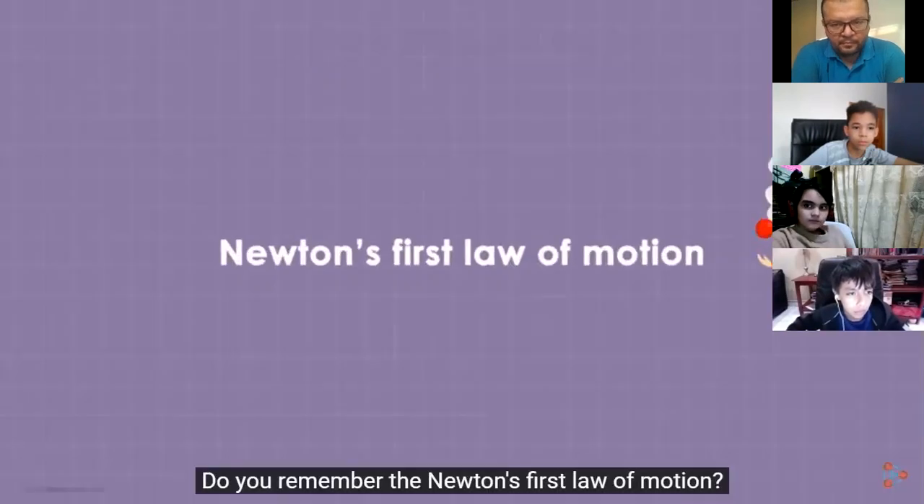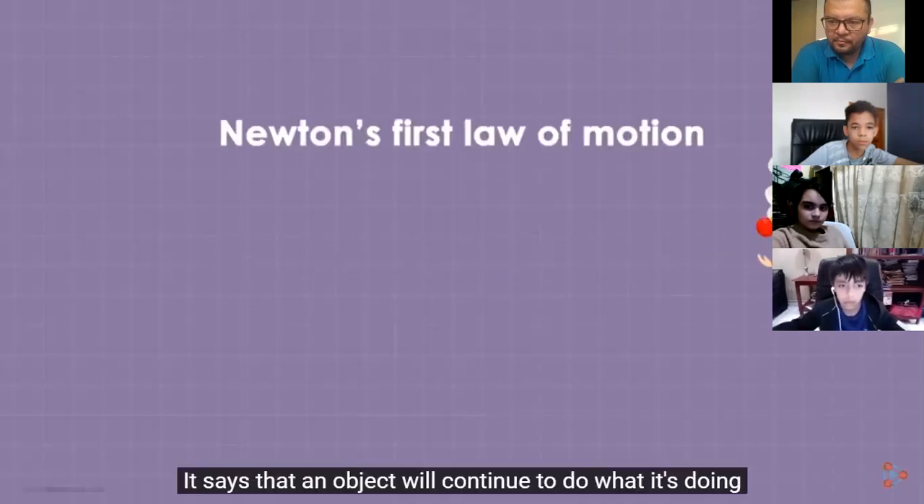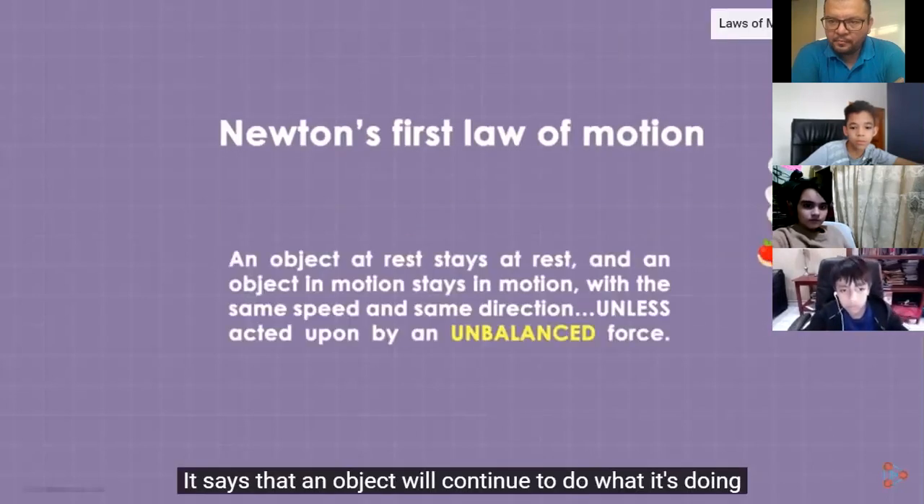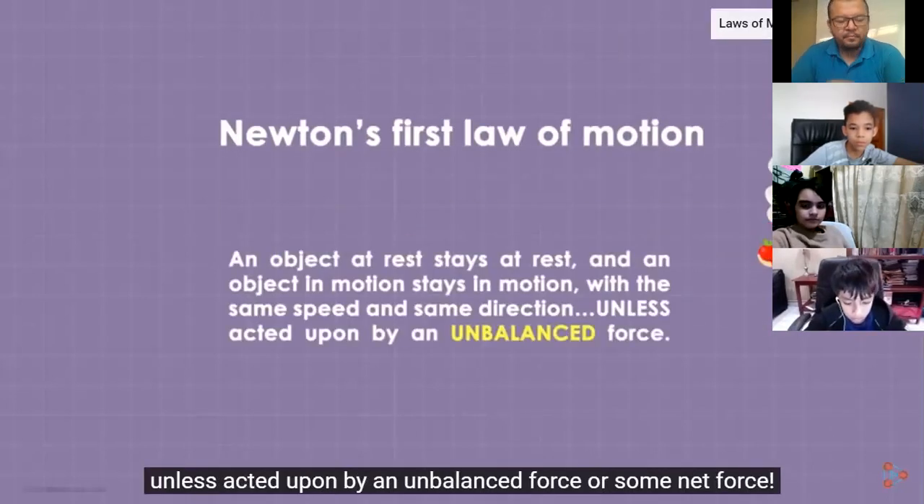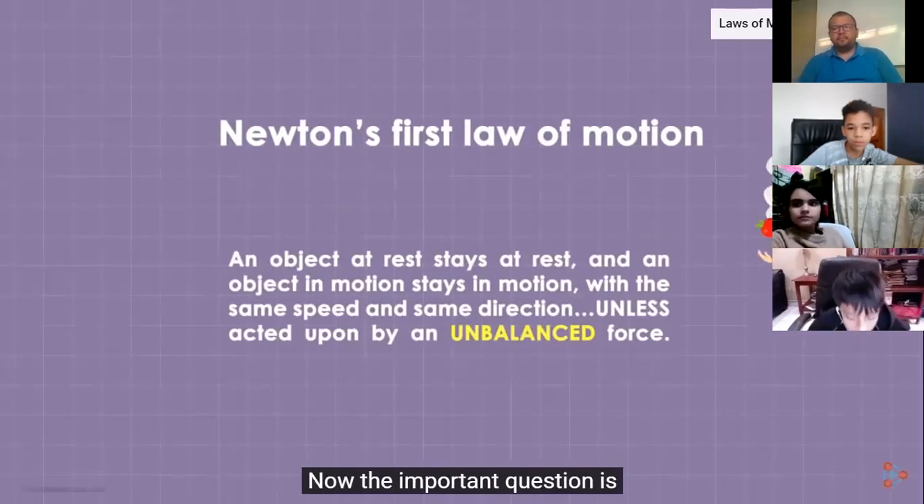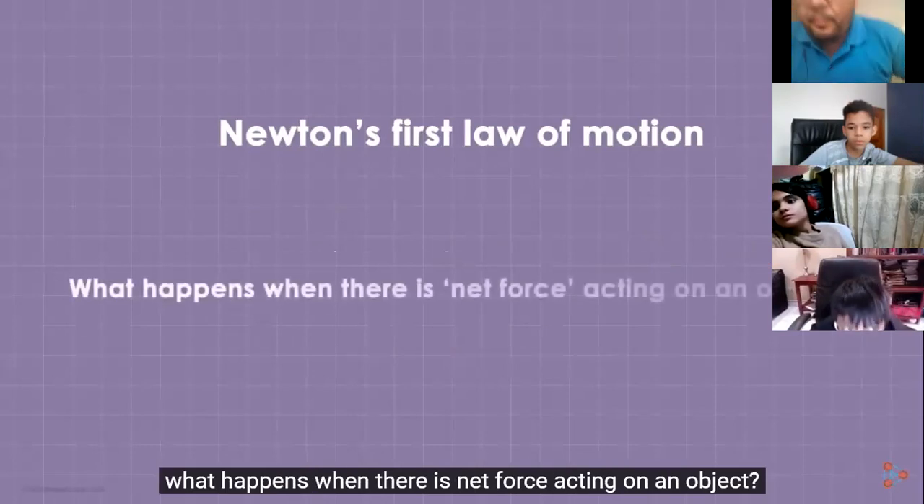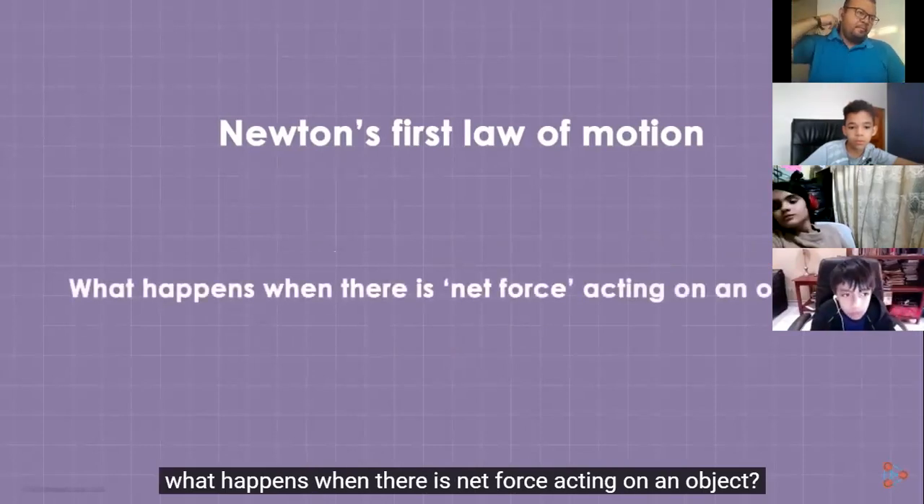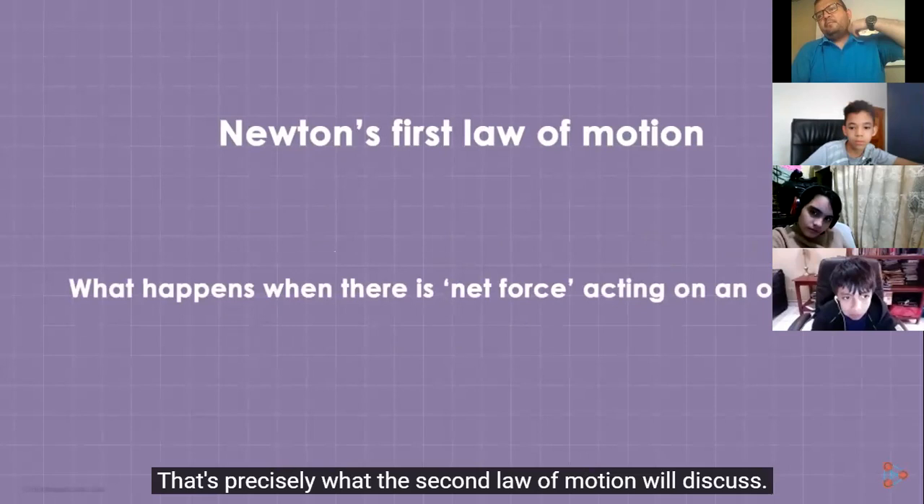Do you remember Newton's first law of motion? It says that an object will continue to do what it's doing unless acted upon by an unbalanced force or some net force. Now the important question is, what happens when there is a net force acting on an object? That's precisely what the second law of motion will discuss.